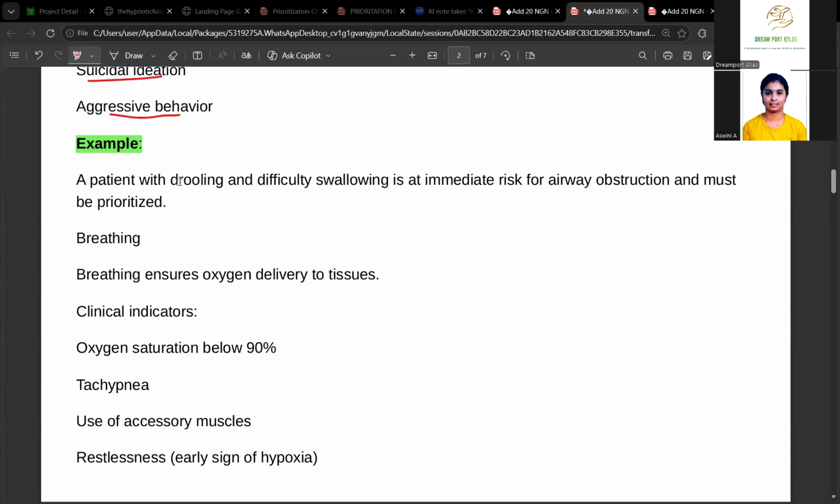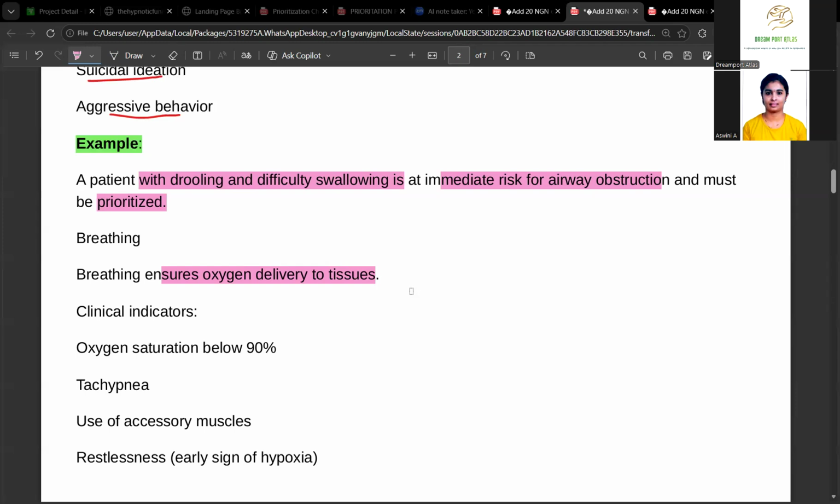A patient with drooling and difficulty swallowing is at immediate risk for airway obstruction and is prioritized. How can we prioritize? The client is having drooling and difficulty swallowing, an immediate risk for airway obstruction. Breathing usually ensures oxygen delivery to the tissues. That means when the client is able to breathe, there is no obstruction of the oxygen and carbon dioxide passage through the airway, so the tissues are also getting adequate oxygen delivery.